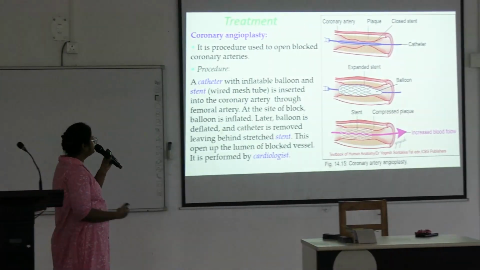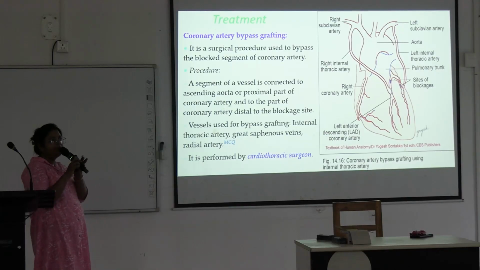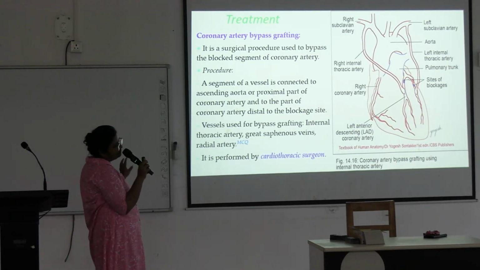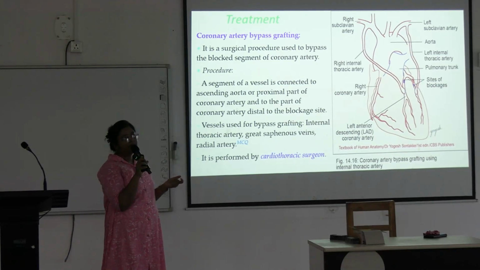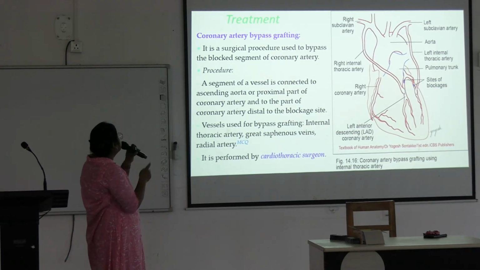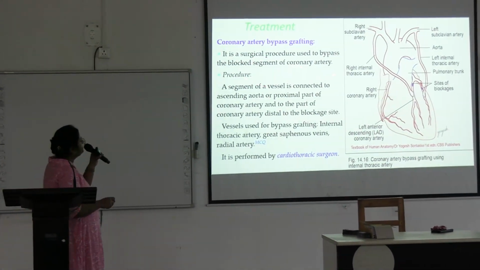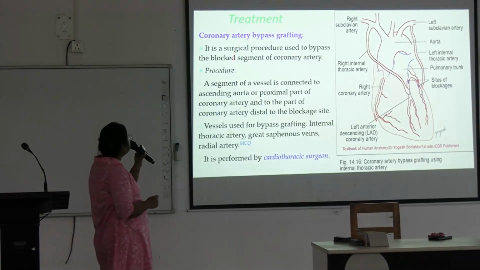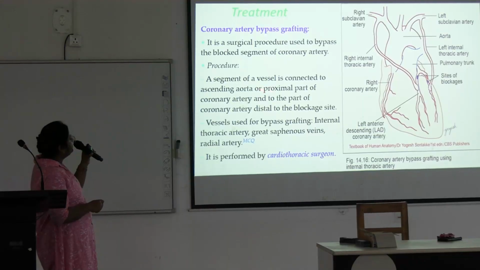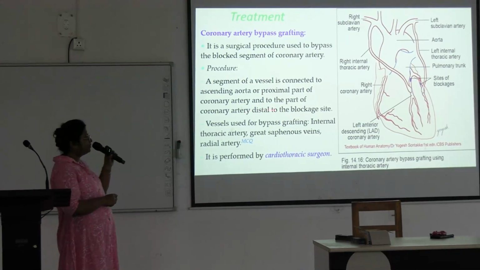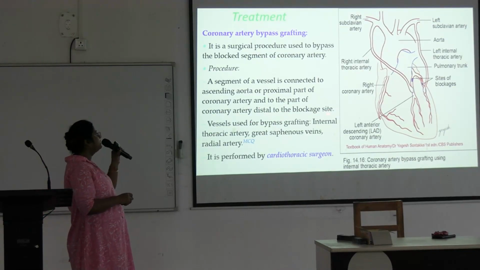Okay, next is coronary artery bypass grafting. When there is no chance of placement of stent, then you have to do coronary artery bypass grafting. So it is a surgical procedure used to bypass the blocked segment of the coronary artery. So what is the procedure? A segment of a vessel is connected to ascending aorta or proximal part of the coronary artery to the part of coronary artery distal to the blockage site.